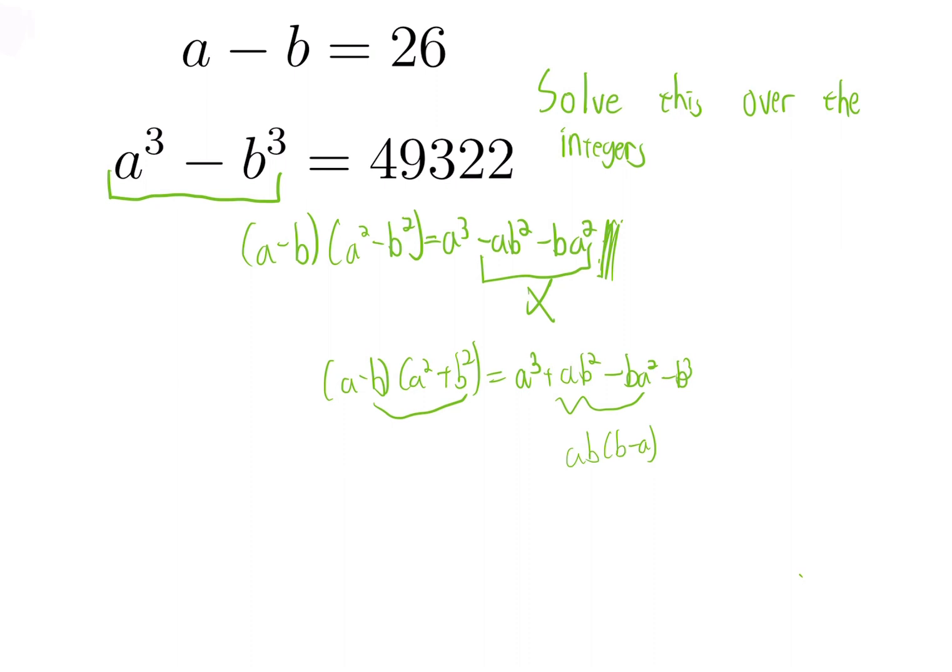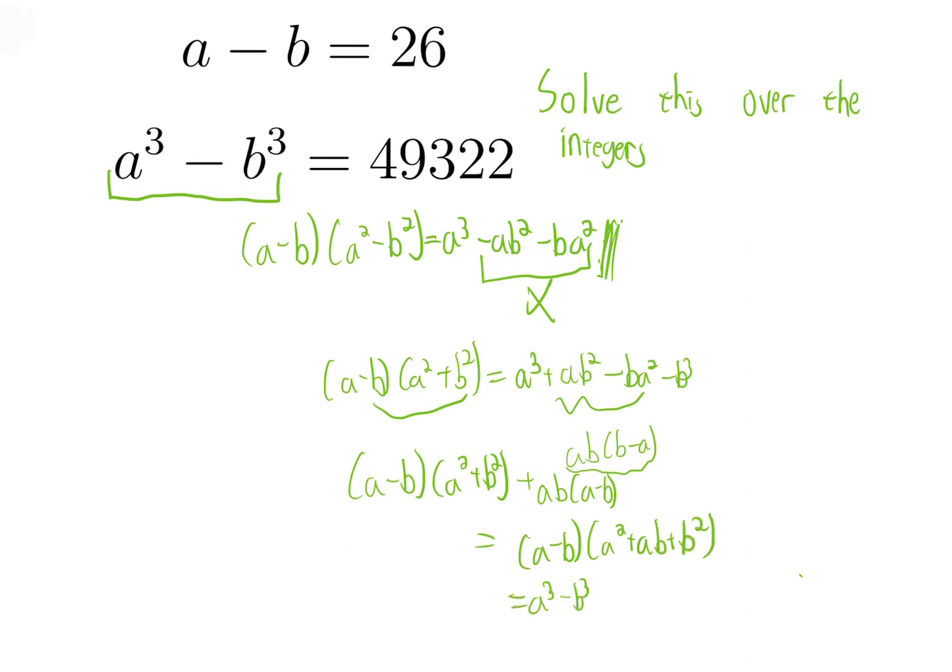Now that's interesting. We do not want that factor. So we want to add. So our answer would be a minus b times a squared plus b squared, and then we want to add in the reverse of that to get rid of it. So that would be ab times a minus b. Because if we add that in, that'll cancel out with our existing terms to make it 0. So we can factorize this. It's just a minus b times a squared plus ab plus b squared. And we can check that this equals a cubed minus b cubed. So that's our factorization.